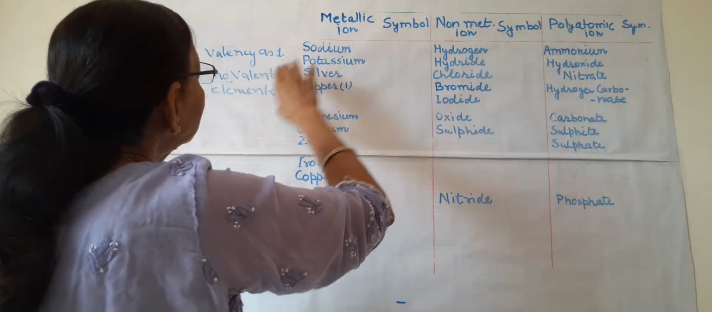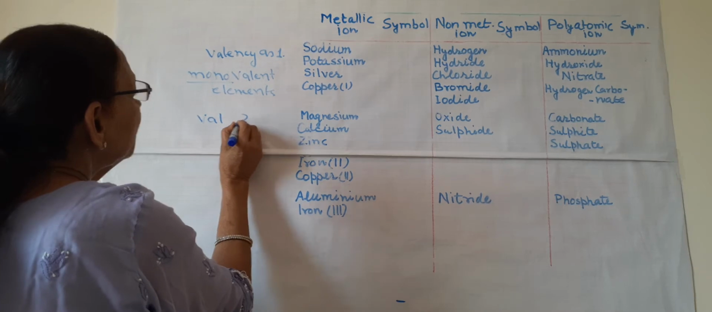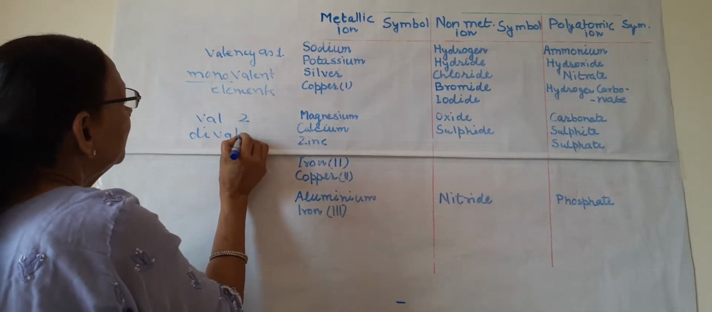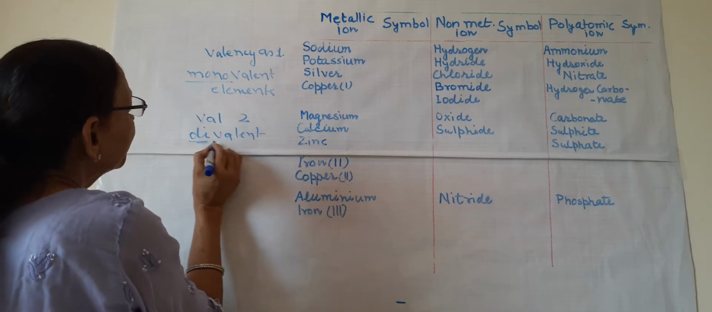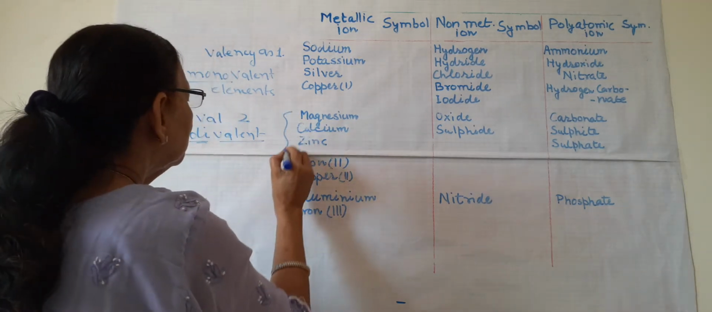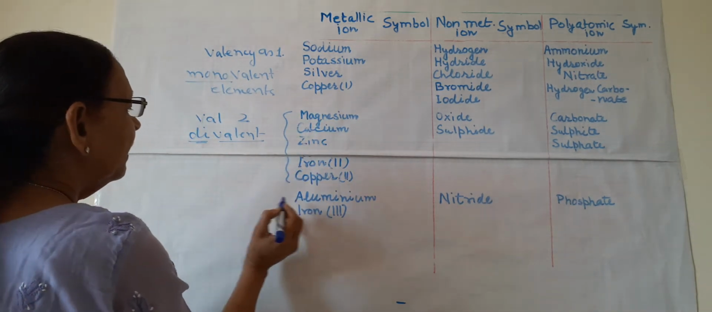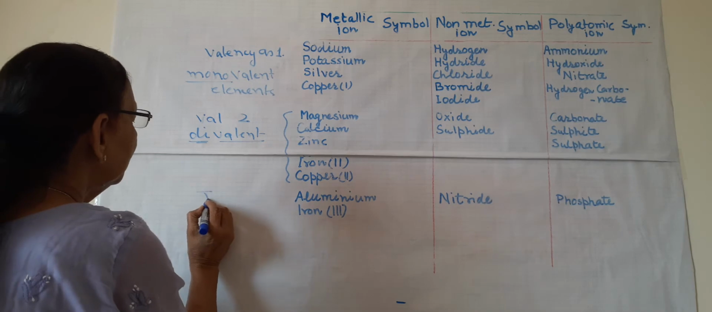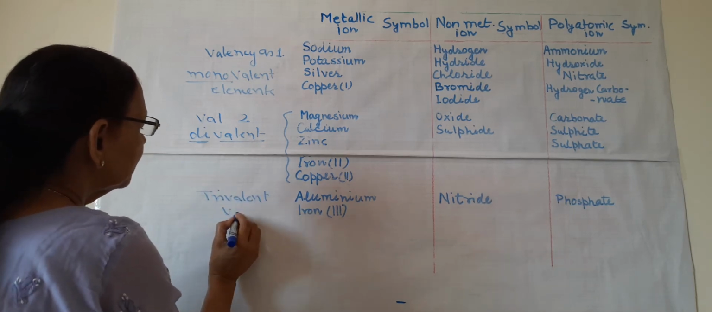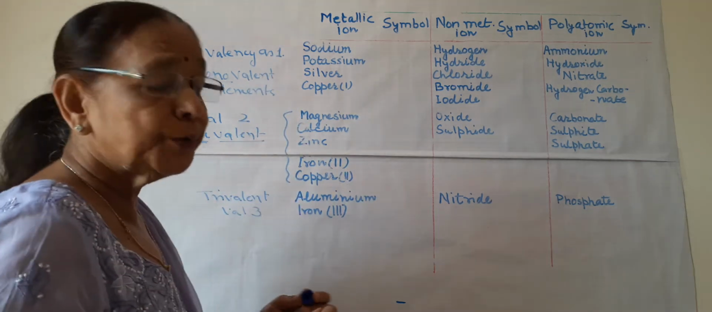These 4 metals have valency 1. These 3 metals have valency 2, or they are known as divalent. Di means 2, so they have 2 valency. These 5 are divalent, and this aluminium and iron are trivalent, having valency 3. So this is divided into 3.